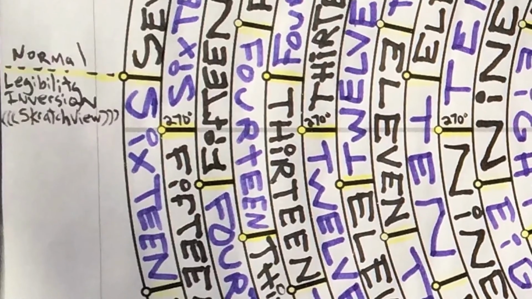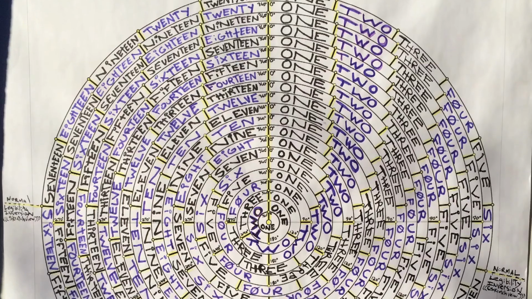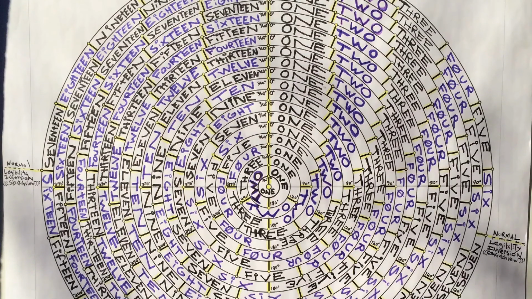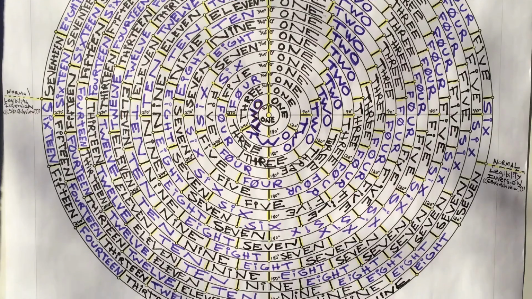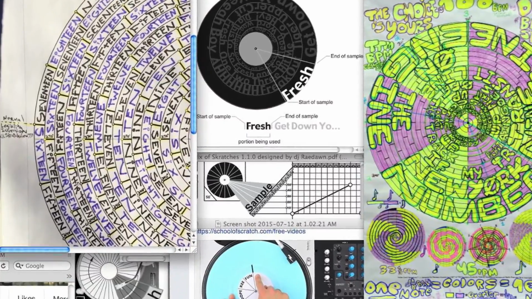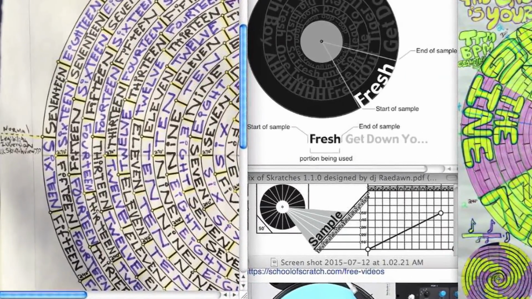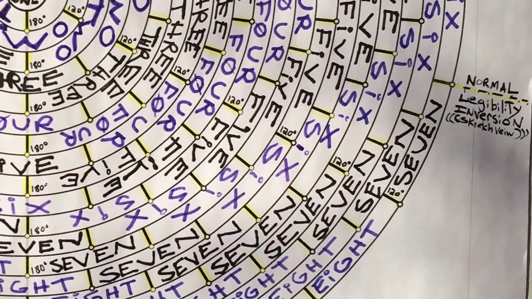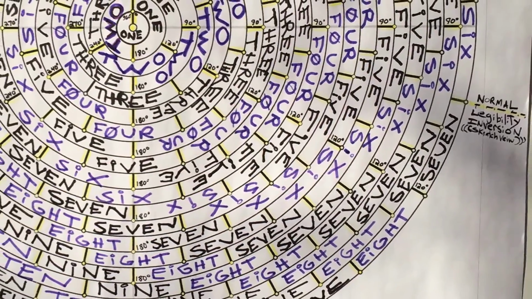Question. What does legibility inversion mean? Answer. When translating the sounds of a scratch record into text, there are two main ways in which they can be transcribed into the record's geometry. The logic-driven mathematic method, labeled skratch view in the example at the far left, depicts one of these contrasting approaches using the actual chronological order of the sounds as they enter the needle.